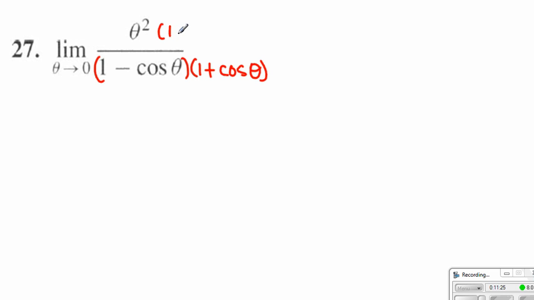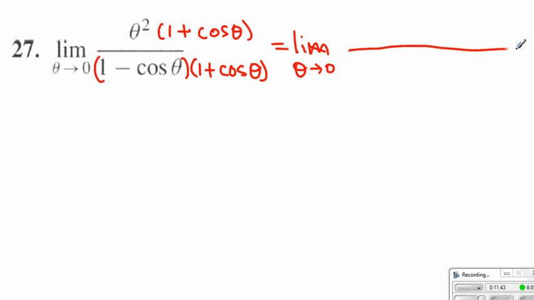Some of you might have memorized this identity already, but we'll try to look into this one together. Then here we have the limit as theta approaches 0. The numerator becomes, I'm going to write it as theta squared times 1 plus cosine theta. The denominator becomes 1 minus cosine squared theta, because of the difference of perfect squares.